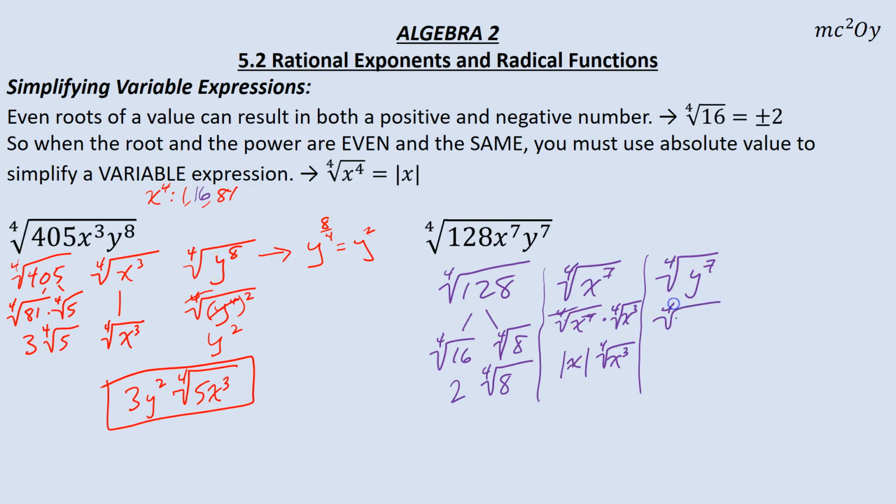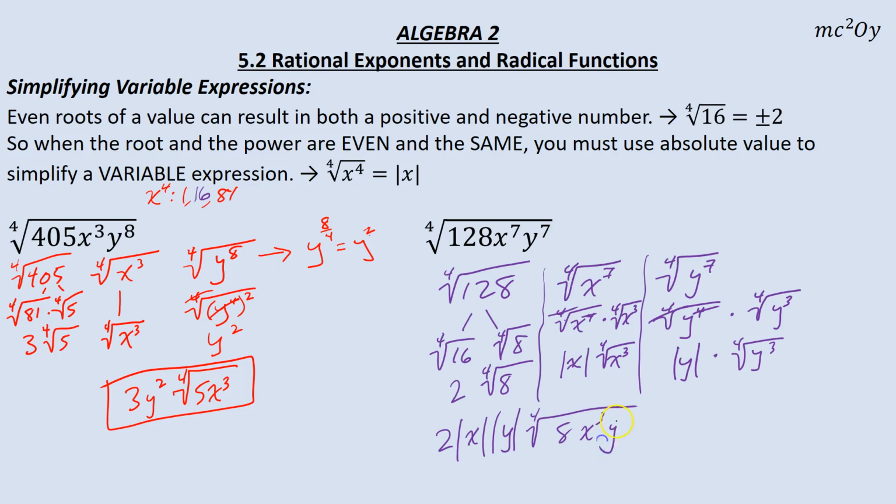So we'll go to the 4th root of y to the 4th times the 4th root of y to the 3rd. These cancel. That's the absolute value of y since they are both even and the same, times the 4th root of y cubed. And so on the outside, I have 2 absolute value x, absolute value y, and the 4th root of 8 x cubed y cubed.